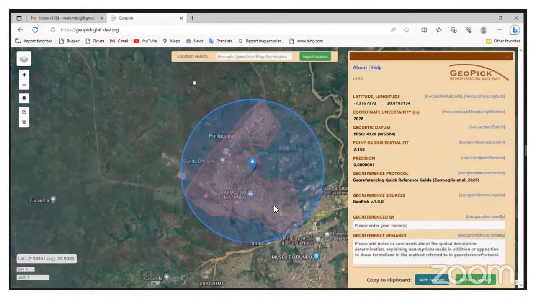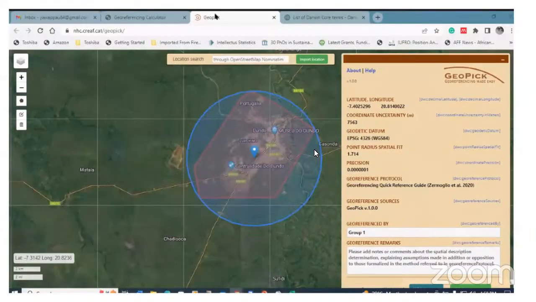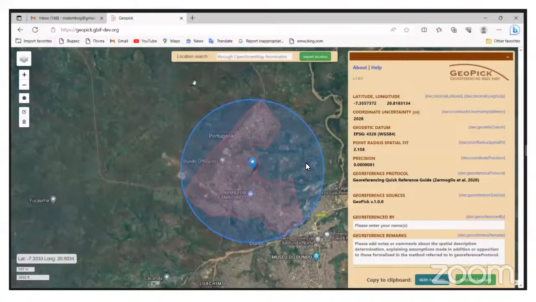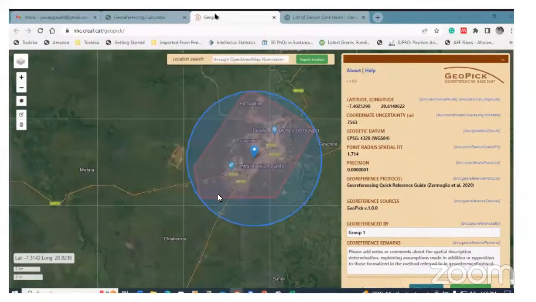So this is the polygon that one of the groups suggested. And this is the polygon that the other group suggested. First you can see that the extent is very different between one and the other. And then you can see the shape is also pretty different. And therefore the uncertainties that we get: this one is 7,500 meters, this one is 2,000 meters.